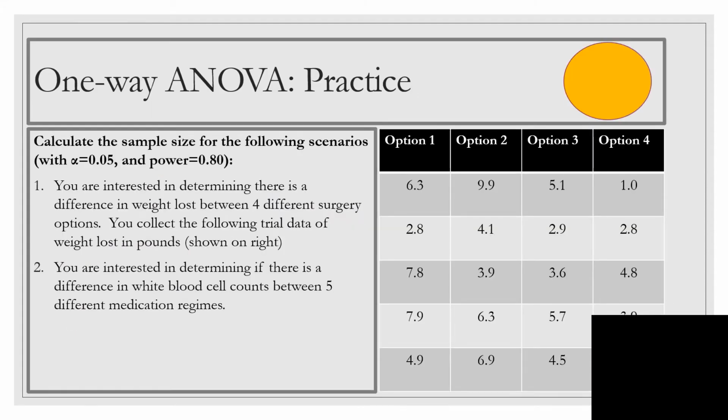Here are 2 practice examples for one-way ANOVA. As before, I suggest strongly that you pause this video and work these out yourselves before turning to the answers. Looking at weight loss and white blood cell counts between surgery and medication regimes. You can pause now.